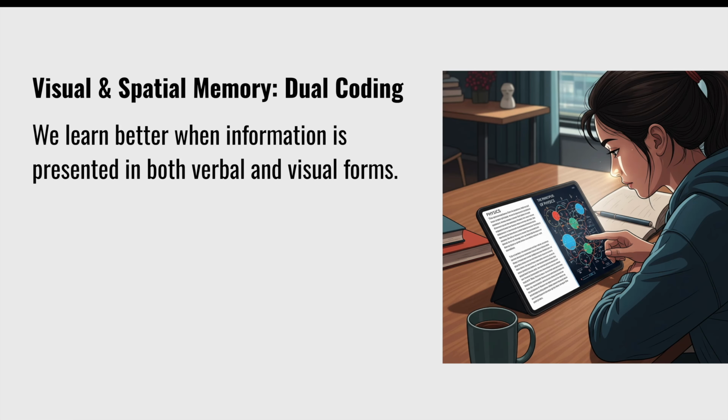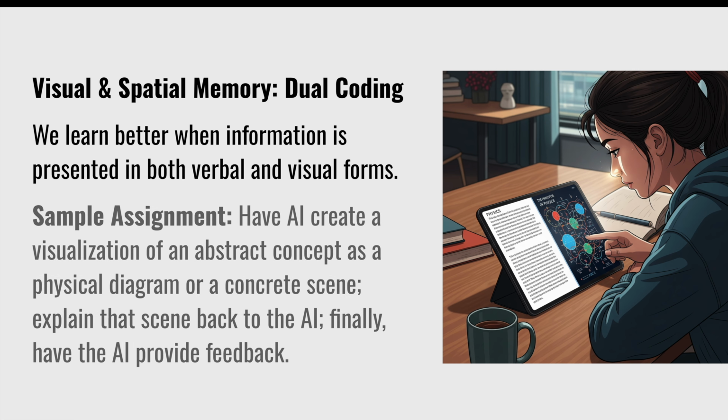There's even actually pretty good visual representations of economics and sociology, but that doesn't work as well sometimes with philosophy. So there's a couple of ways to do this depending on whatever field you're trying to learn. Here's a sample assignment that might work for some fields. Have AI create a visualization of an abstract concept as a physical diagram or a concrete scene. Explain that scene back to the AI. Finally, have the AI provide feedback.